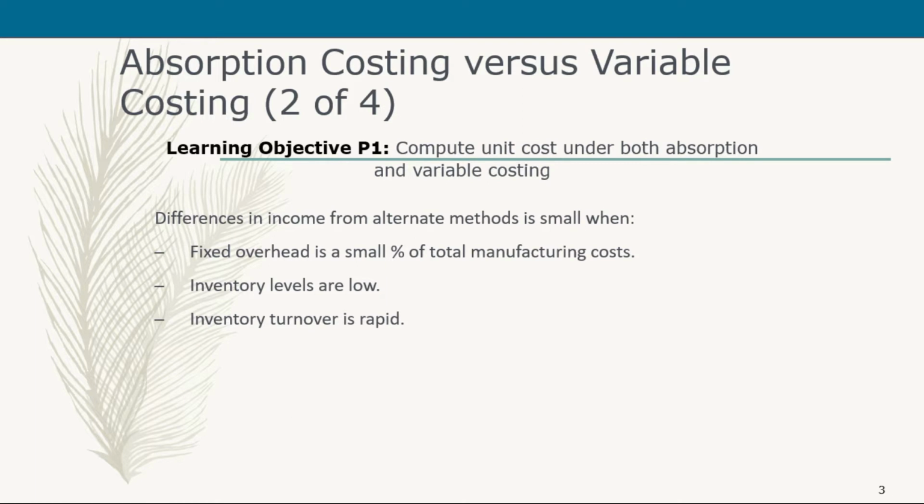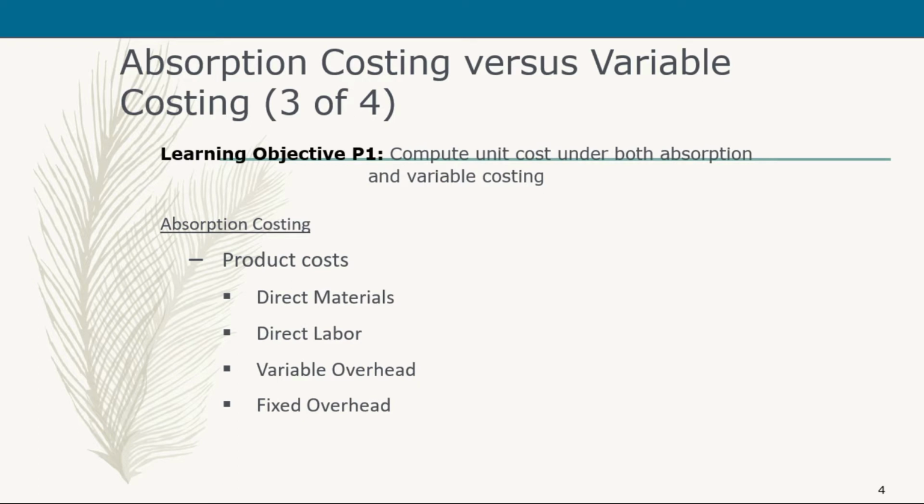Again, for your absorption costing, your product costs will include your direct material, your direct labor, your variable overhead, and fixed overhead. Again, a review. Your product costs, these are your inventoriable costs. Now, any cost that is incurred in relation to the manufacture of your product or service. For the product, what are the inclusions under this type?